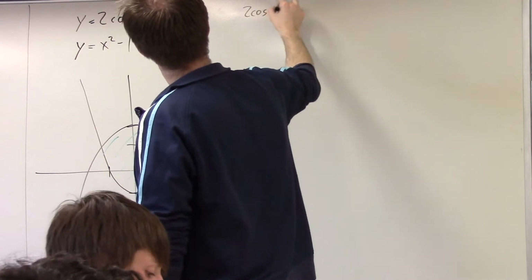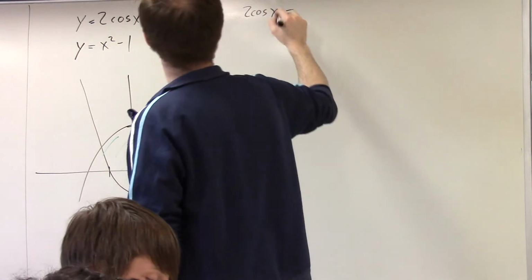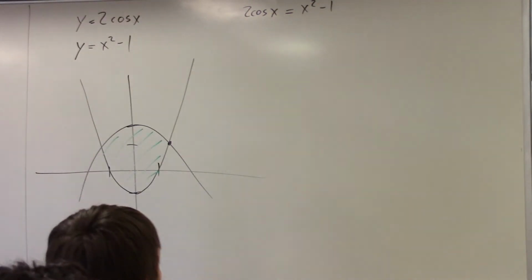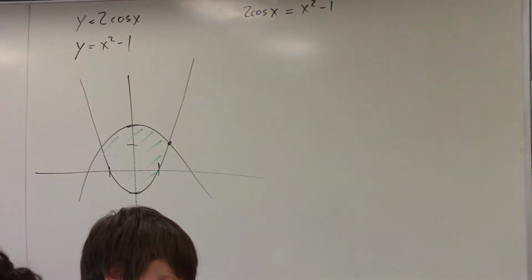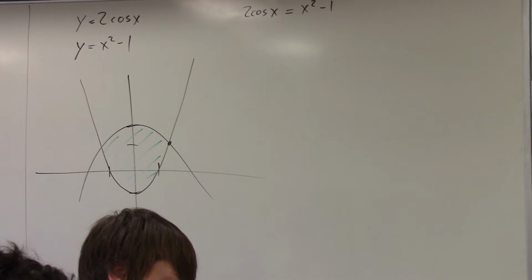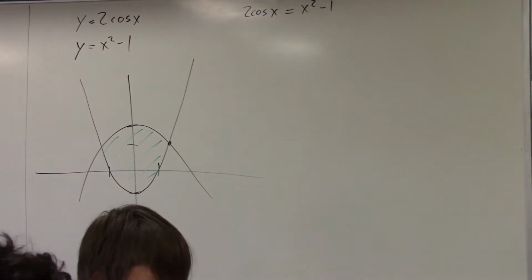I mean, I could just put you in a room and say, solve 2 cosine equals x squared minus 1, and you guys will either give up or go crazy, but you will not be able to do it. And so we are forced to use a calculator for this problem. So let's just work on our calculator skills. So you got your calculator?